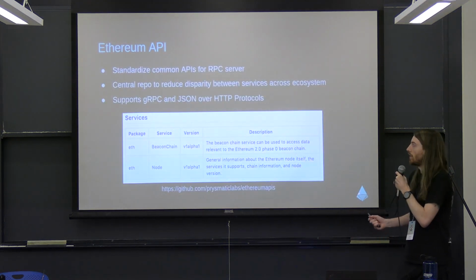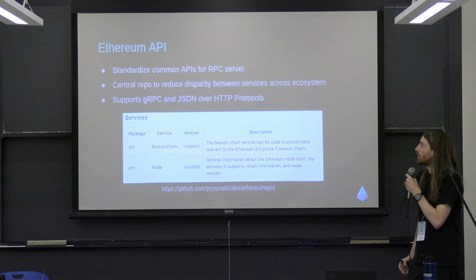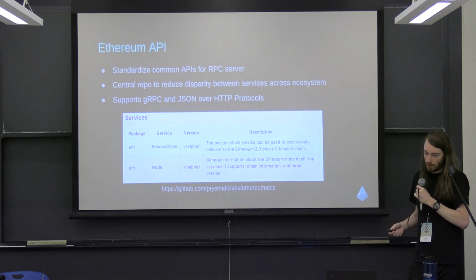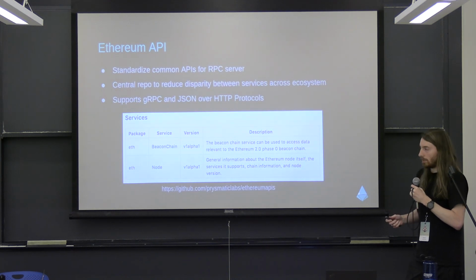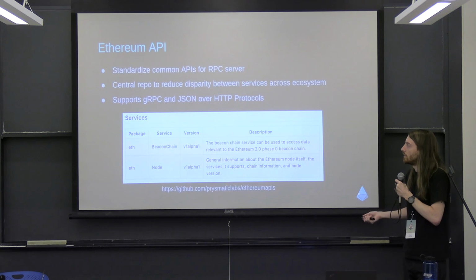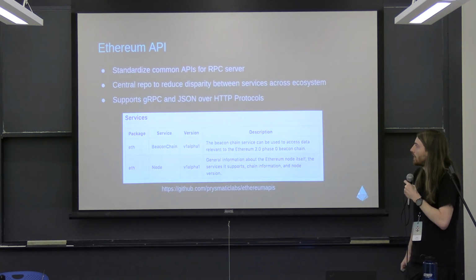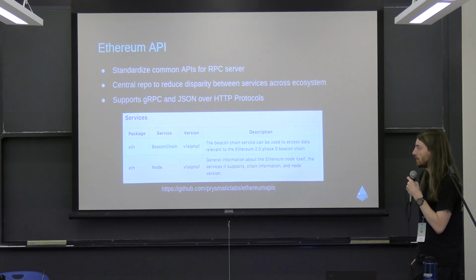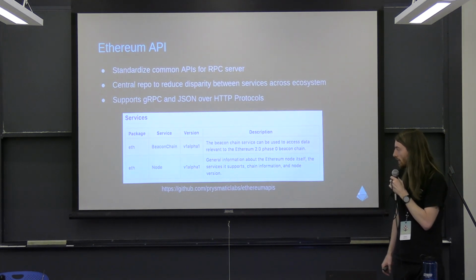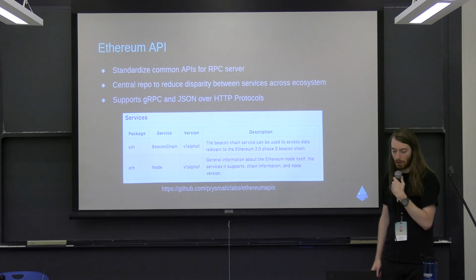We have what's called the Ethereum API. That's an open source repository that shows the API schema and metrics, or the service design on how you can get involved with that. This works with gRPC and also JSON. The URL's down here, github.com/prismaticlabs/Ethereum APIs.